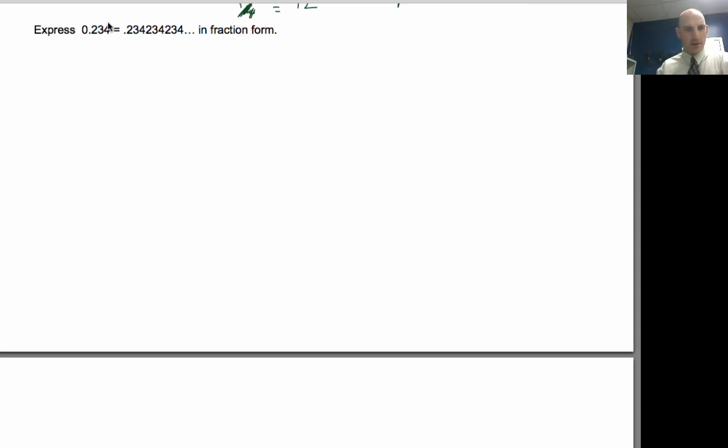I've got a repeating decimal here. Excuse me. So 0.234 repeating is equal to 0.234, 234, 234, 234, 234. And so when I want to write it in fraction form, take a look here. I really have 0.234 plus 0.000234 plus 0.000000234. Okay, and that pattern goes on and on. Well, look at what I'm doing here. I notice that I'm adding 3 zeros every time.